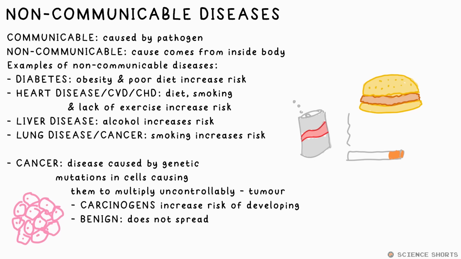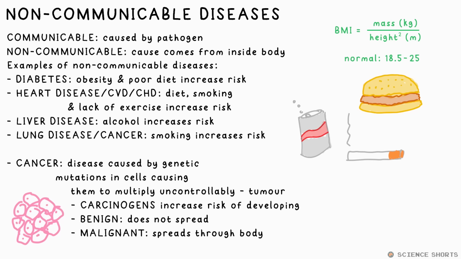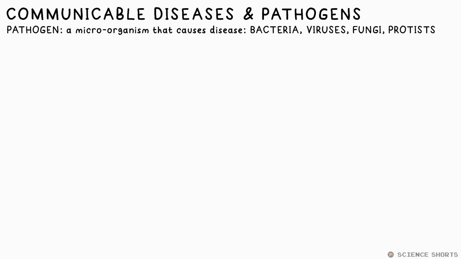Benign tumours don't spread through the body and they're relatively easy to treat. However, malignant tumours are when these cancerous cells spread through the body, much worse. BMI stands for Body Mass Index. It's an indication of how healthy a person's weight is relative to their height. Whatever number you end up with will put you into bands that determine if you're underweight, a healthy weight, overweight, or obese.